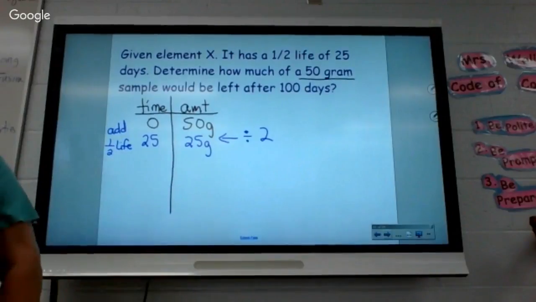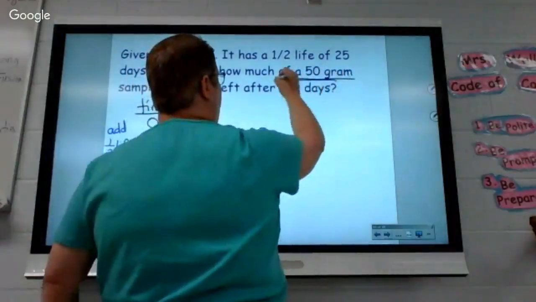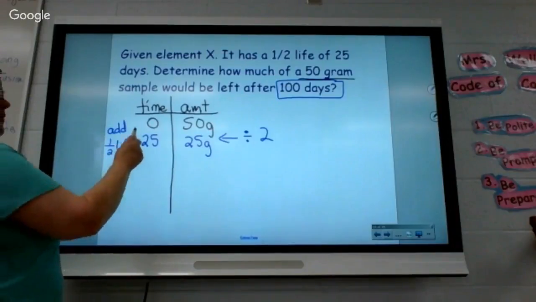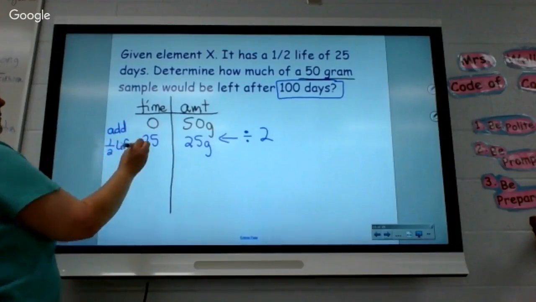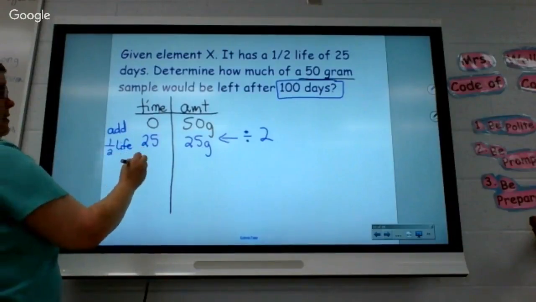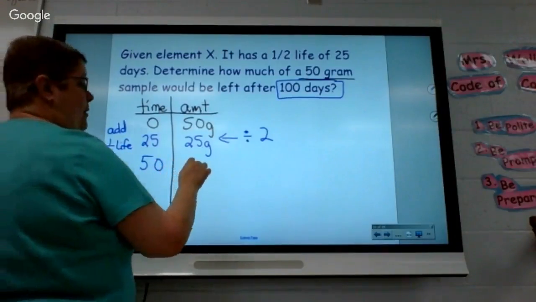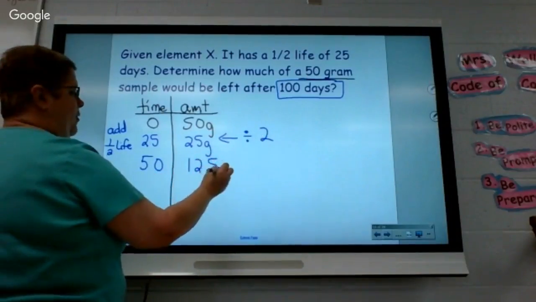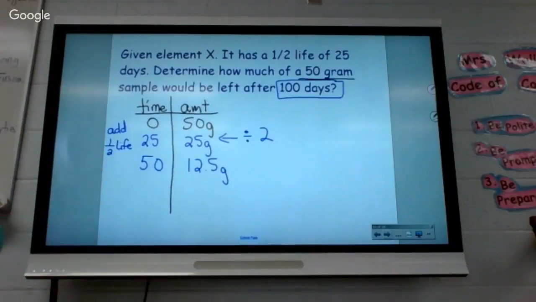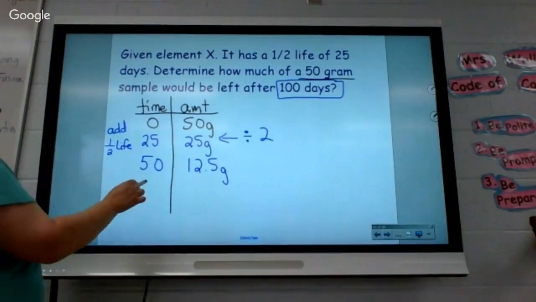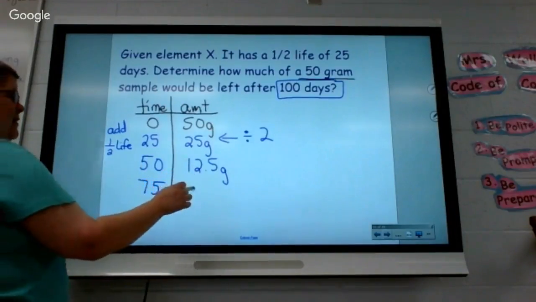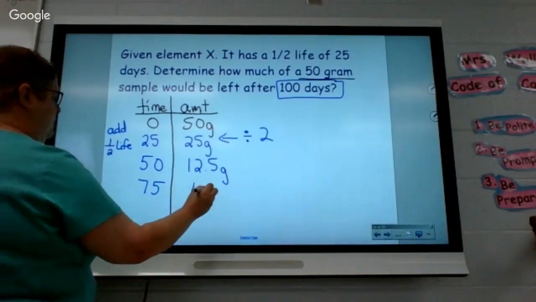Now, if that's how much I wanted to know, after 25 days, I'd have 25 grams left. I would be done with the question. Is that what I asked you in the question? No, I wanted to know how much is left after how many days? 100 days. So I have to keep going in my chart. So add another half-life. 25 days was the half-life, right? So 25 plus 25 is 50 days. So what do I do to my 25 grams? Divide by 2. So what's that, 12.5? 12.5 grams. Is that what I wanted to know after 50 days? No. So add another half-life. 25 plus 50 is 75 days. Divide this by 2. What's that, 6.25?